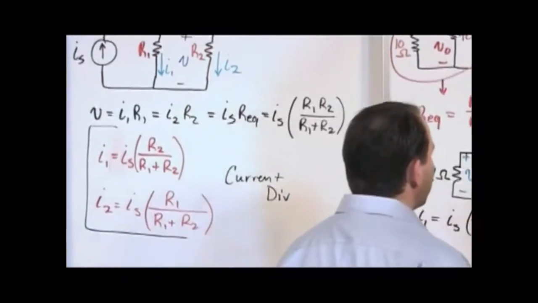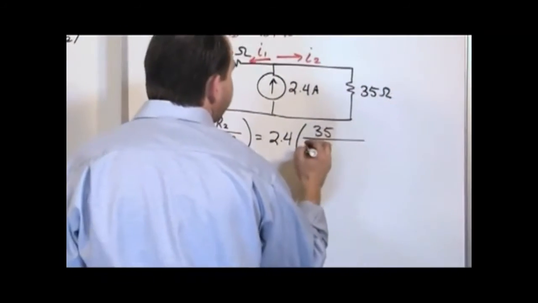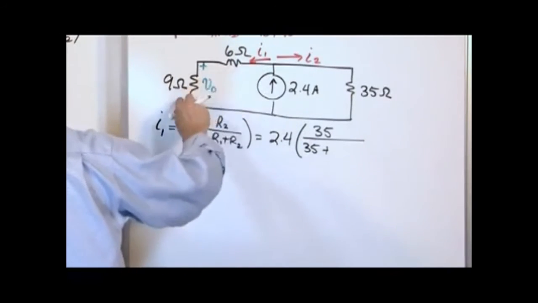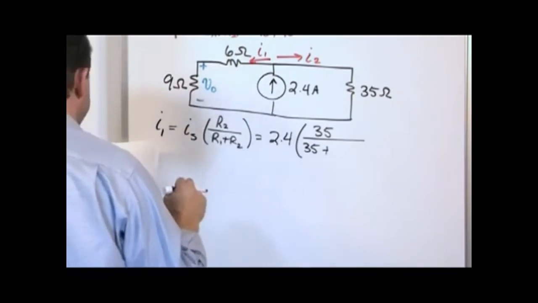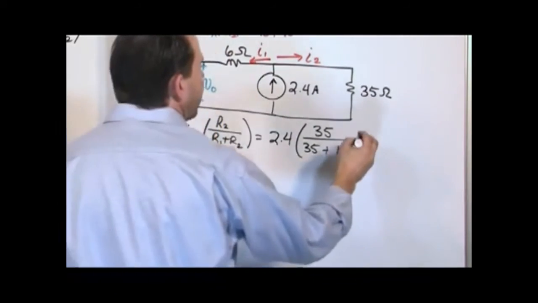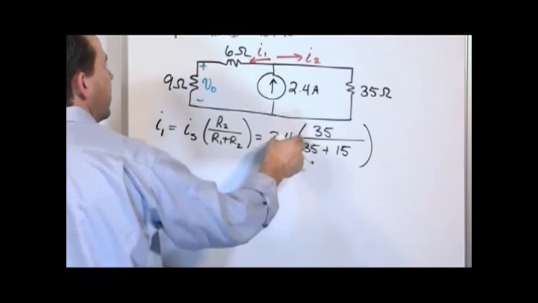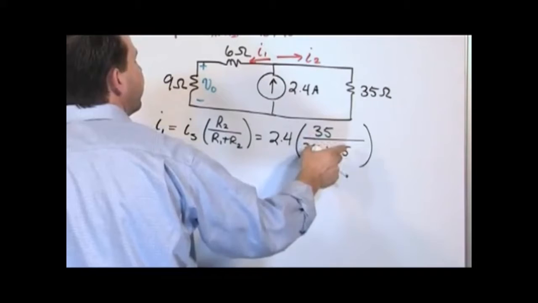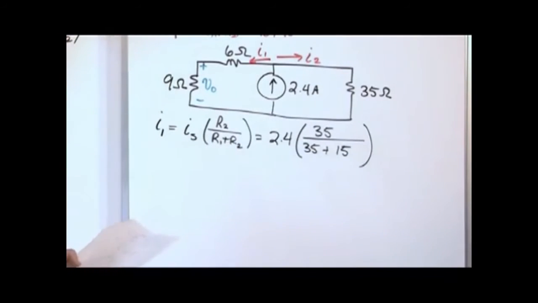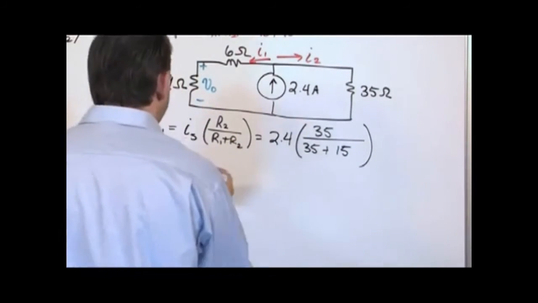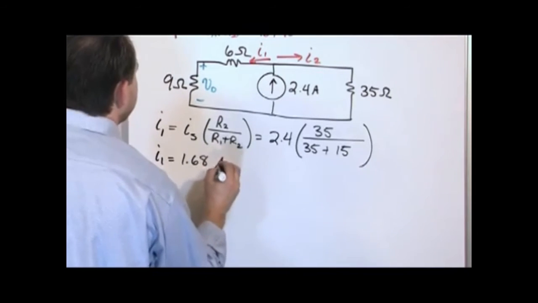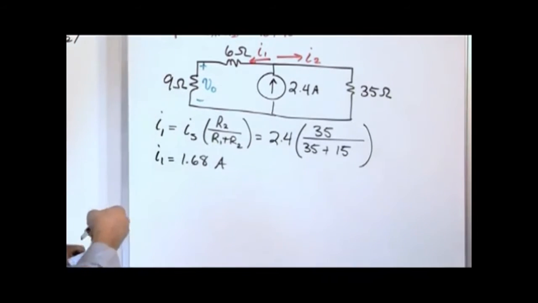So what we really have going on here is on the bottom we'll have the 35 ohms here plus the resistance in the other guy, and I'm just going to leave it like this. 9 plus 6, we're going to leave it as 15. So what we have is source current times the resistance in the other branch divided by the sum of the other resistances in all branches. And what we have then is I1 is equal to 1.68 amps. That's what I1 is equal to.